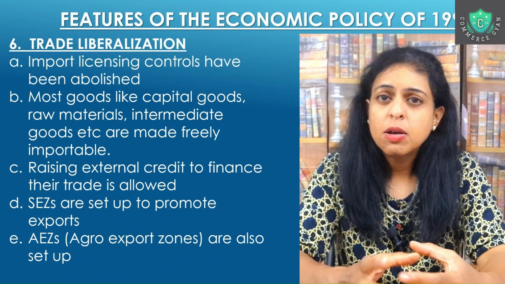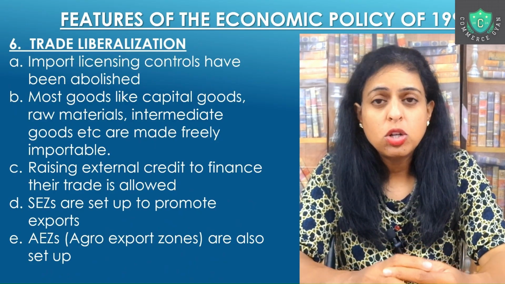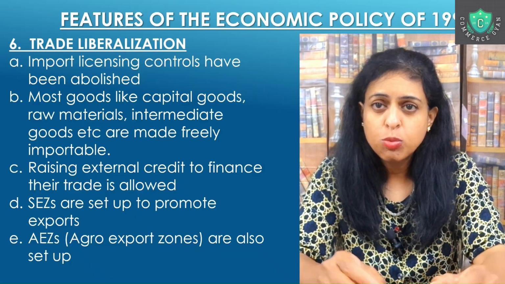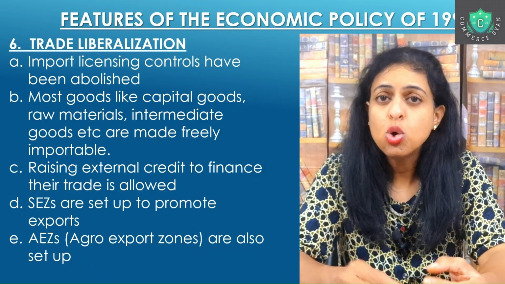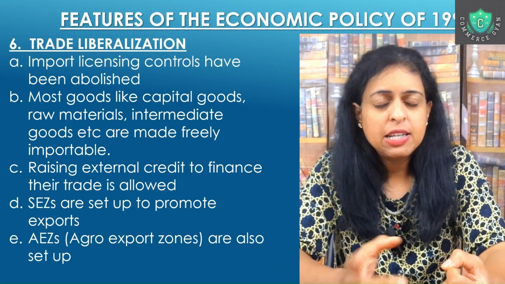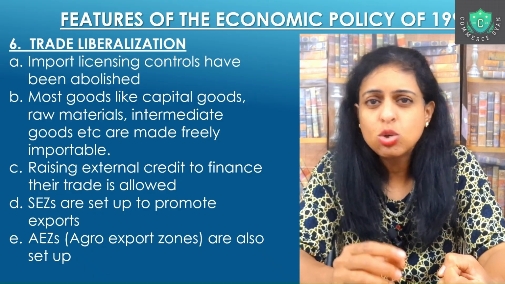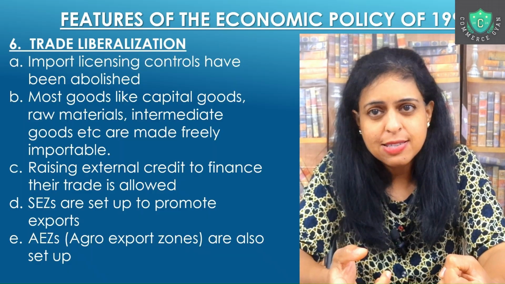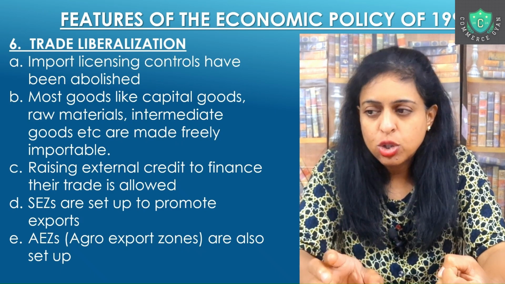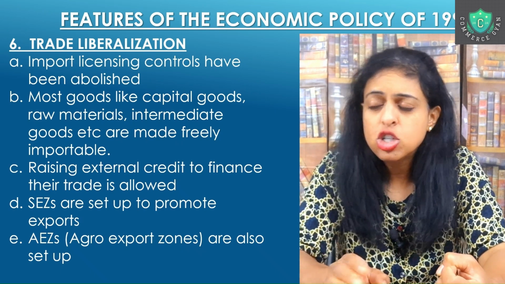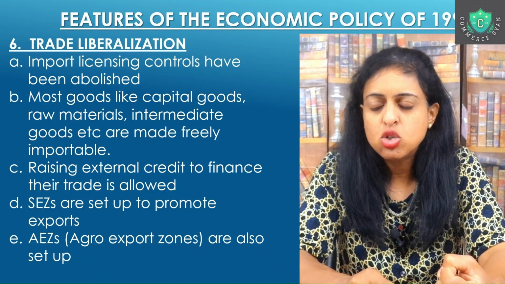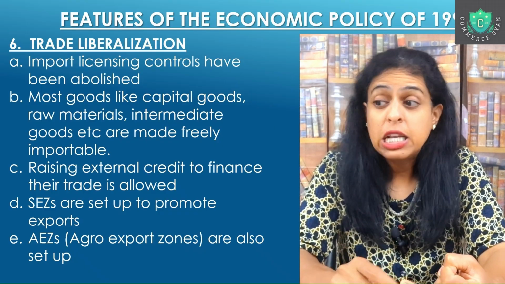Then the sixth feature of the economic policy is connected to trade liberalization. We have seen this in different portions of other features also, but we can take a quick glance. Trade liberalization is basically connected to abolishing of many licenses. So the controlling part of the government was reduced or abolished in many sectors. Then most goods like capital goods, raw materials and intermediate goods were made freely importable.